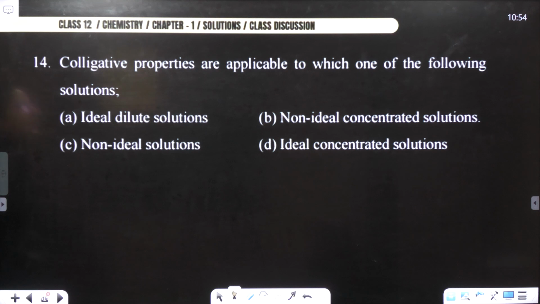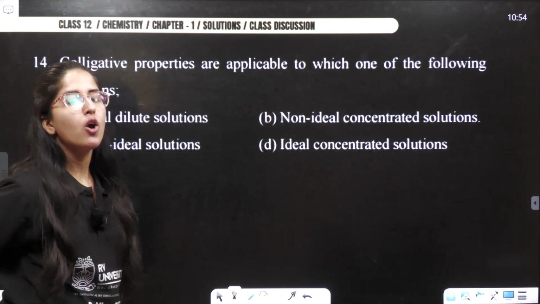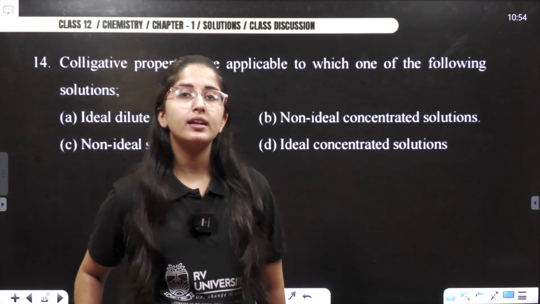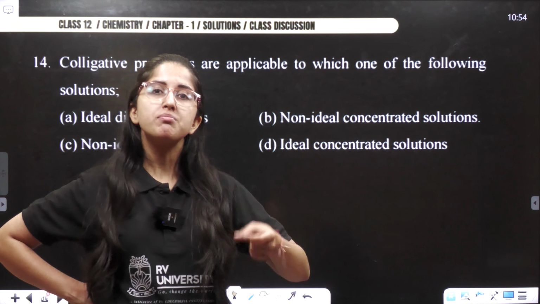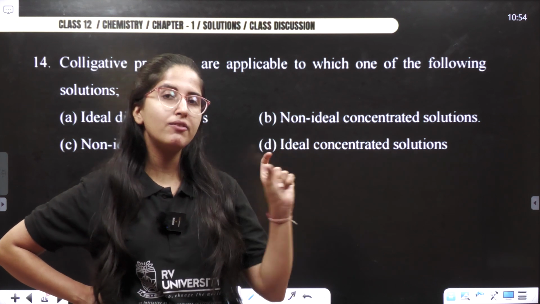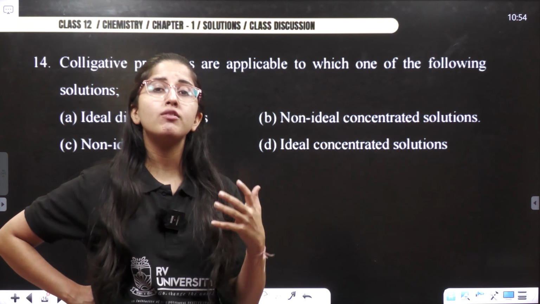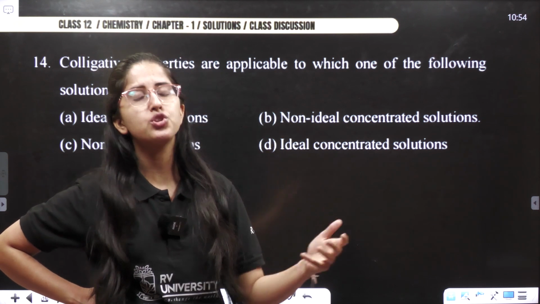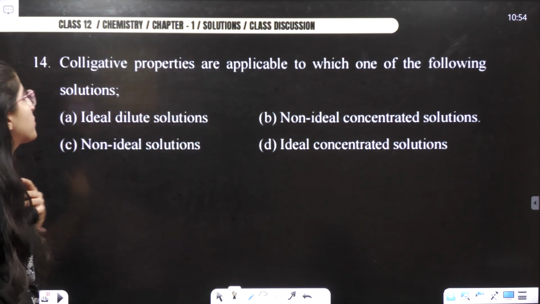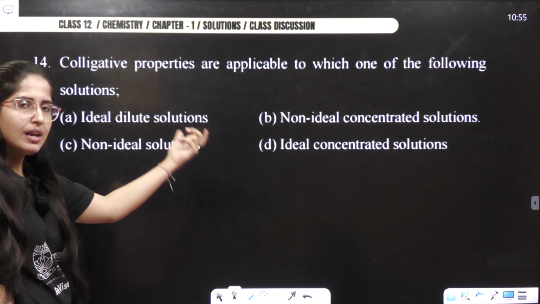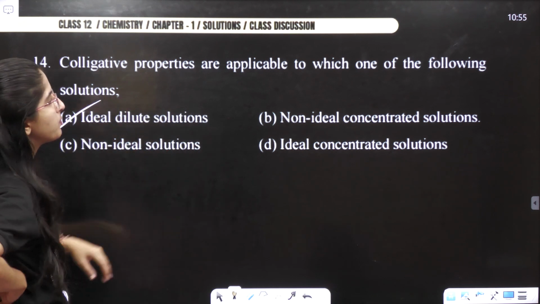Colligative properties are applicable to which one of the following solutions, they are asking. So whenever we talk about colligative property, we said that the solution must contain a non-volatile solute, and the solution must be very dilute, because a dilute solution will behave as an ideal solution. Because we need an ideal solution, it must be dilute. So the correct option will be ideal dilute solution. Yes, if you dilute it, it will become ideal. Option number A is clearly the correct option.